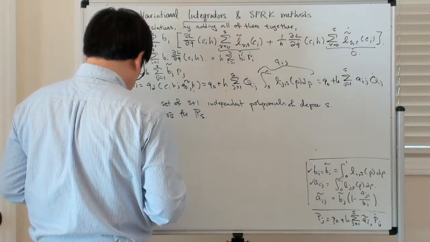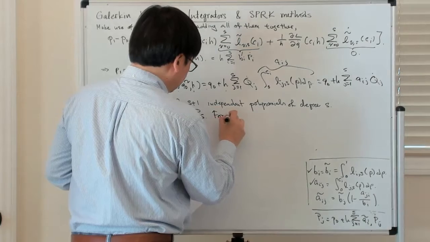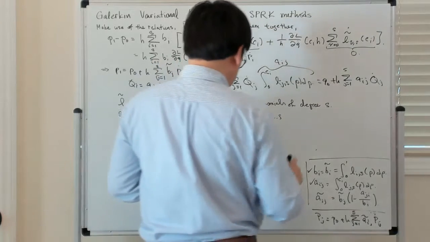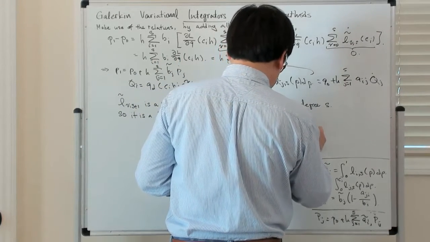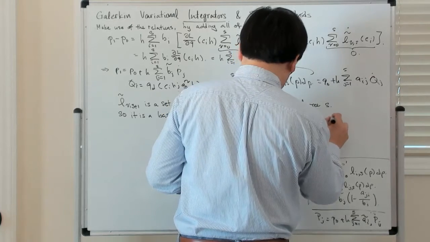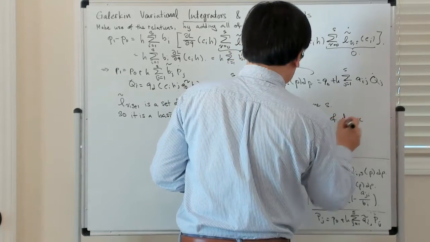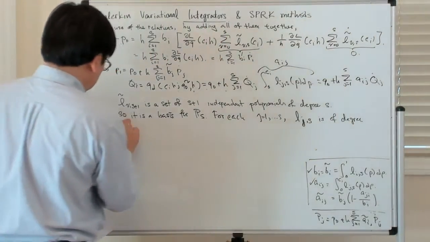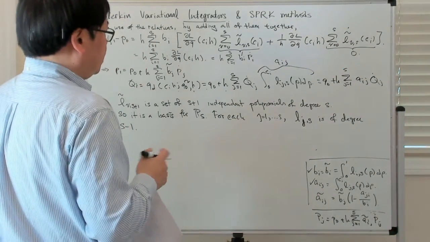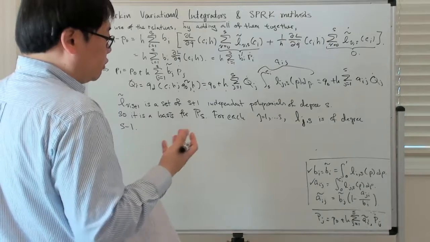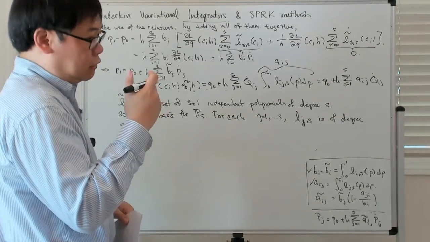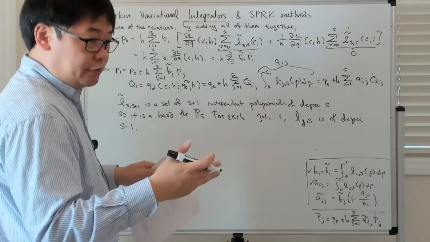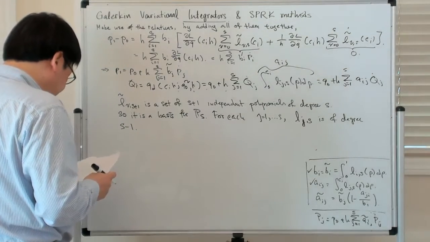So for each j equals 1 to s, this polynomial L_j^s is of degree s minus 1. And if you're asking why it's of degree s minus 1, it's because it's the Lagrange polynomials associated with quadrature points from 1 to s. They're s quadrature points, so you know that there are only s degrees of freedom, so that corresponds to a polynomial of degree s minus 1, right?